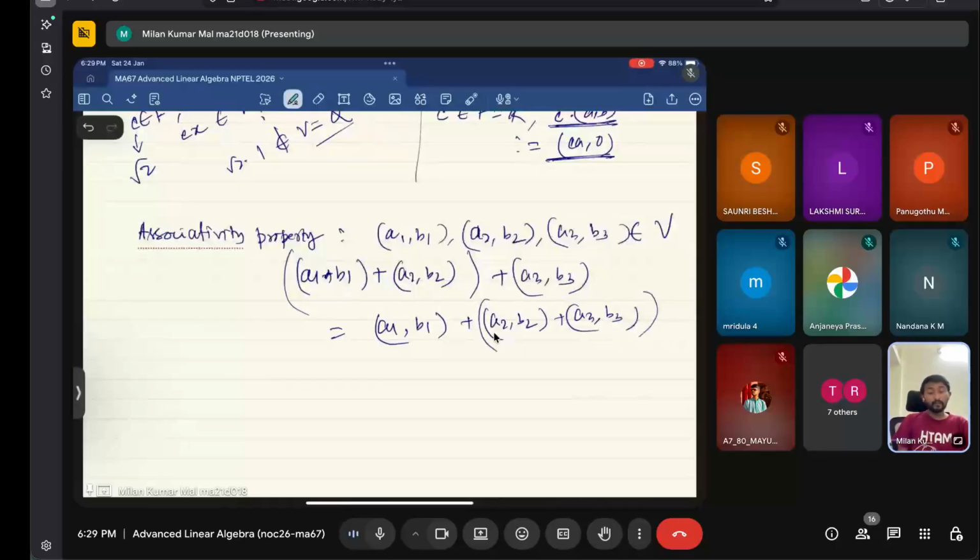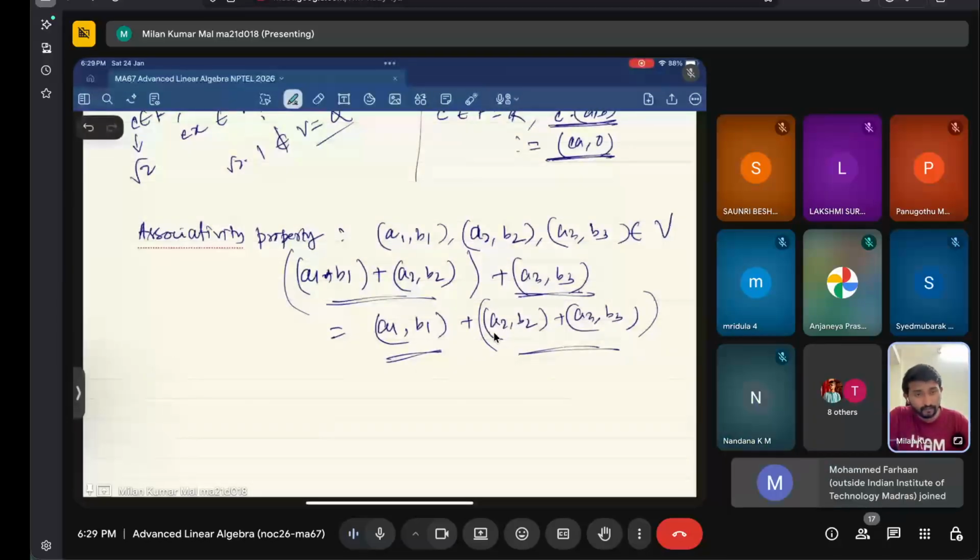So this is what it means. First add these two terms and then add this term, and here first add these two terms and then add (a1, b1). Here associativity will hold, but don't think associativity will always hold. Associativity also can fail. One can give some example like real and rational.